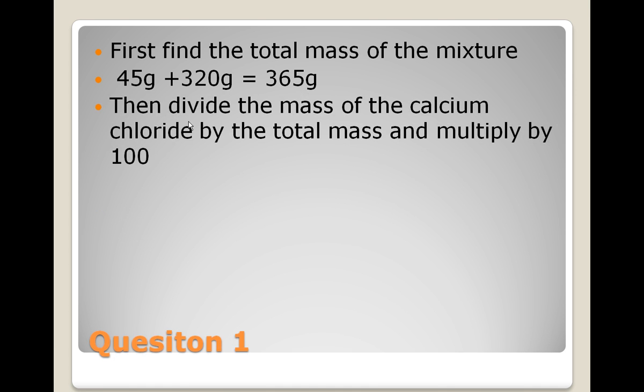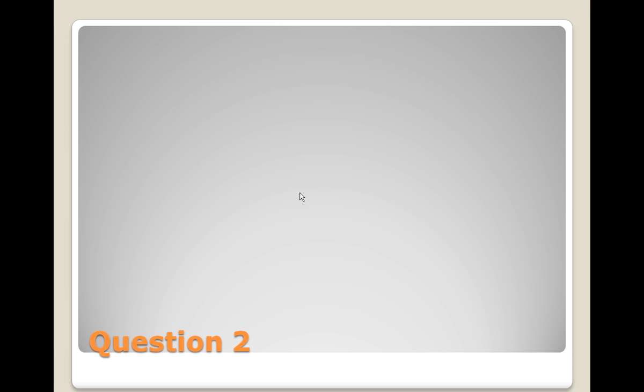Then divide the mass of calcium chloride by the total mass, and you're going to multiply by 100 because you're finding a percentage. It's going to give you a decimal, so you need to multiply it by 100. So it's 45 divided by your total 365 times 100 equals 12.3%. Question 2.